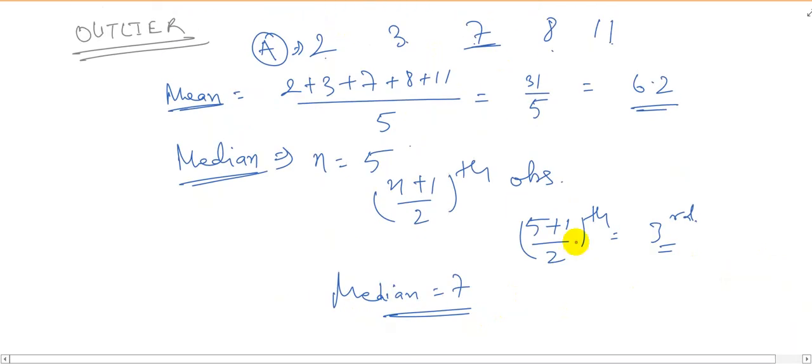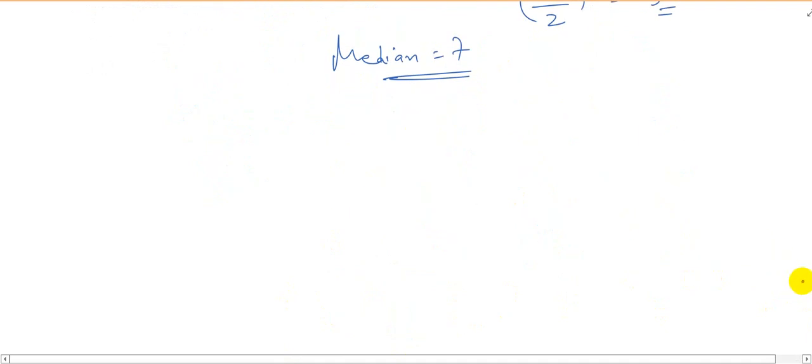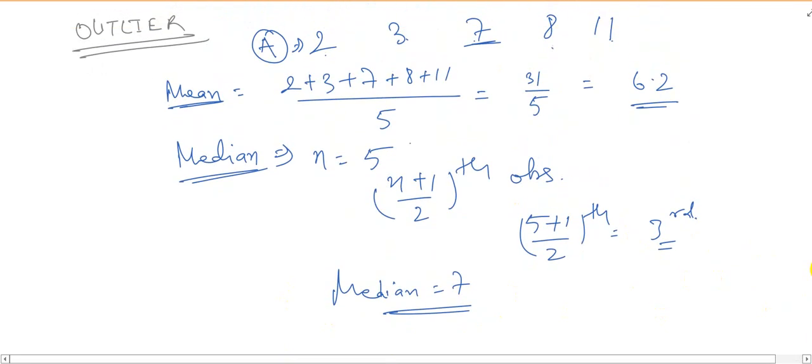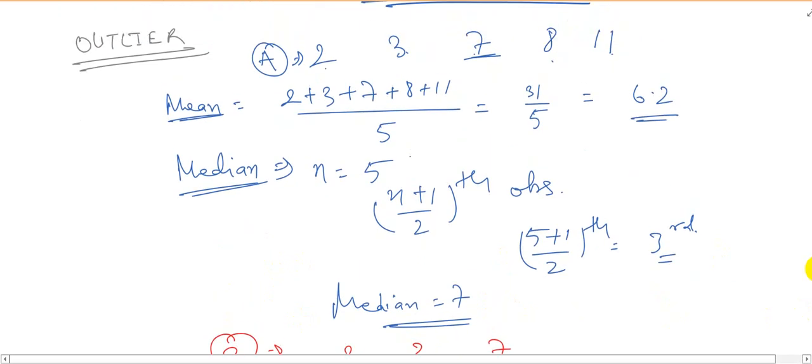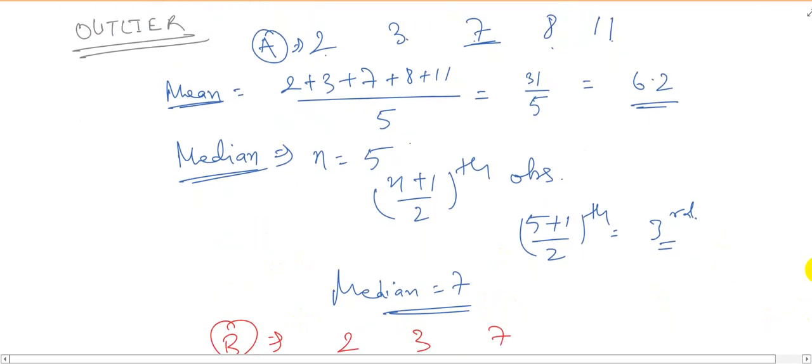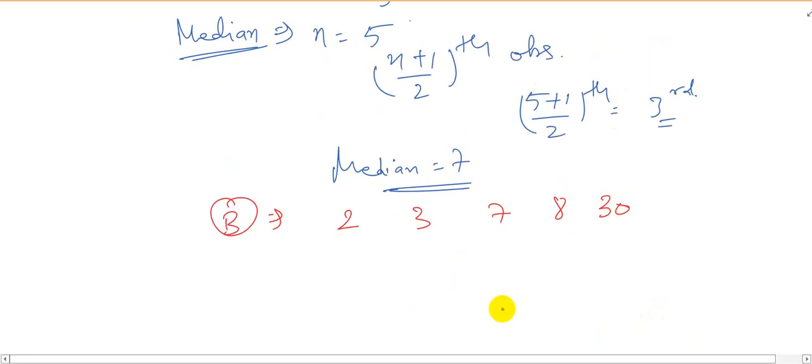Let us take one more data set, and we'll call it B. It would be the same till 8: 2, 3, 7, 8. And now what we are doing is altering this value 11, and putting, let us say, 30, right? We are putting 30.